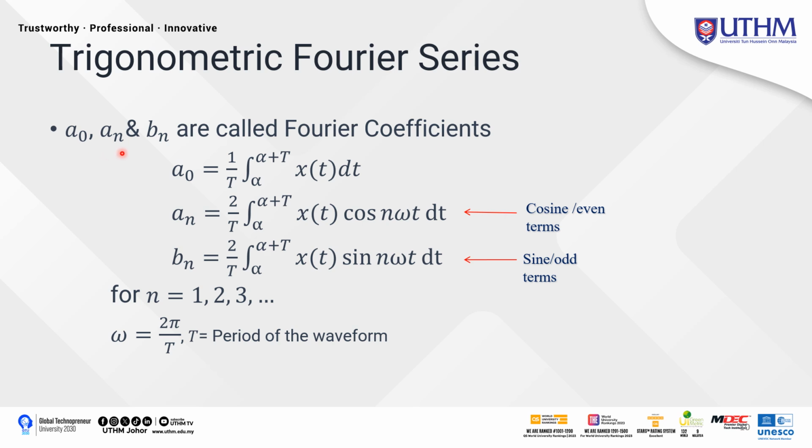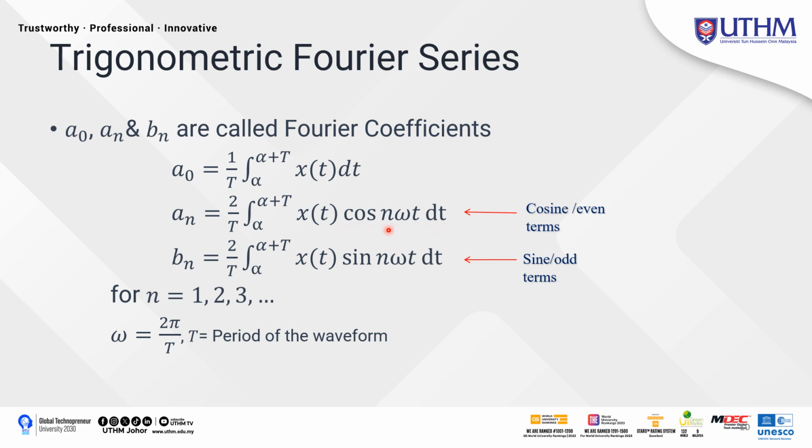a0, an, and bn are the Fourier coefficients of the trigonometric Fourier series. So you have the formula of a0. This is the formula that I told you just now. And an is 2 over T integration of x(t) multiplied with cos n omega naught t dt.